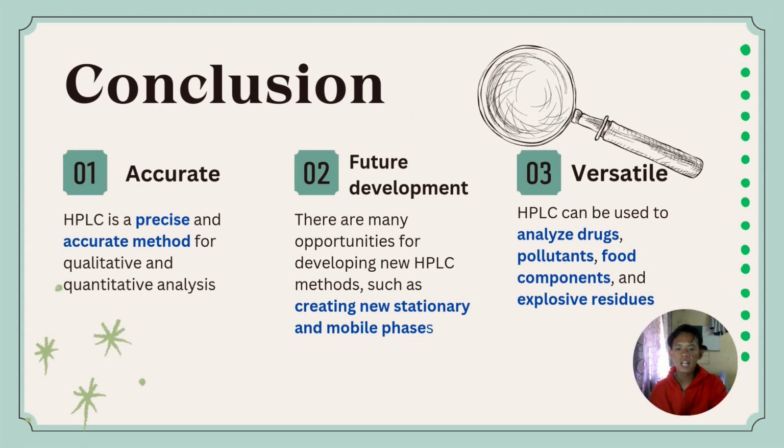Conclusion: HPLC is a precise and accurate method for qualitative and quantitative analysis. Secondly, there are many opportunities for developing new HPLC methods, such as within stationary and mobile phases. Lastly, HPLC can be used to analyze drugs, pollutants, food components, and explosive residues.